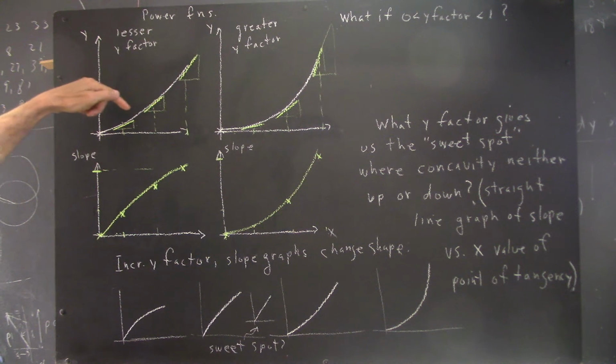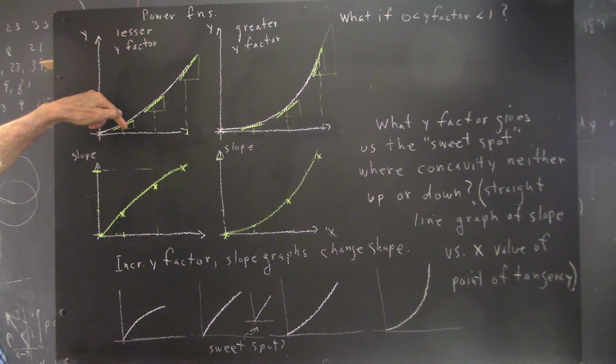1.5 times the rise here, which is about twice the rise here.